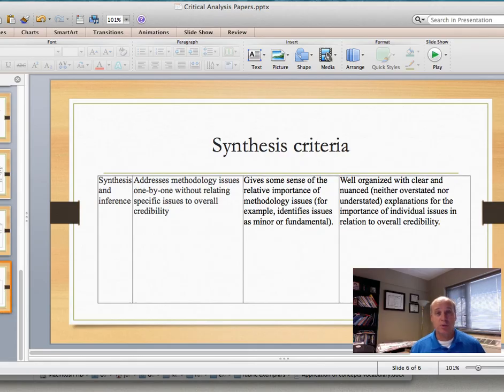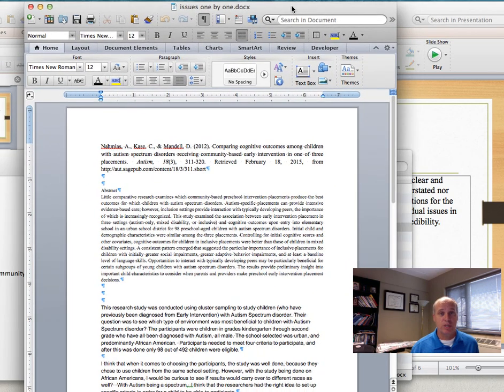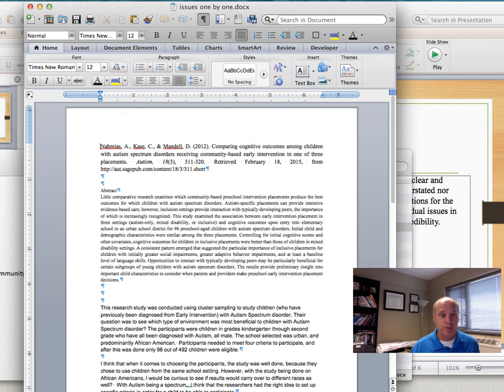The last criteria in the rubric is the synthesis criteria. And here we'll want to contrast the idea of addressing issues one by one, or writing something a little more holistic, where not every issue is as important as every other issue, and you explain why some are important and why some are not important. And it's more where you tell a story about the research and not just a technical report one by one without integrating.